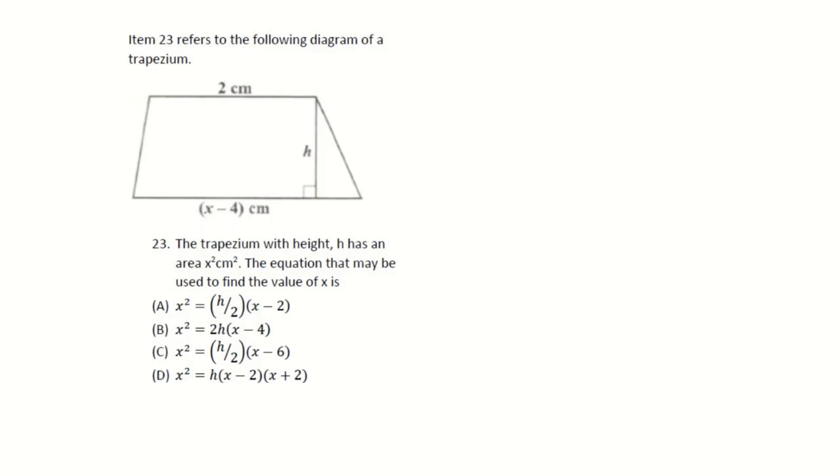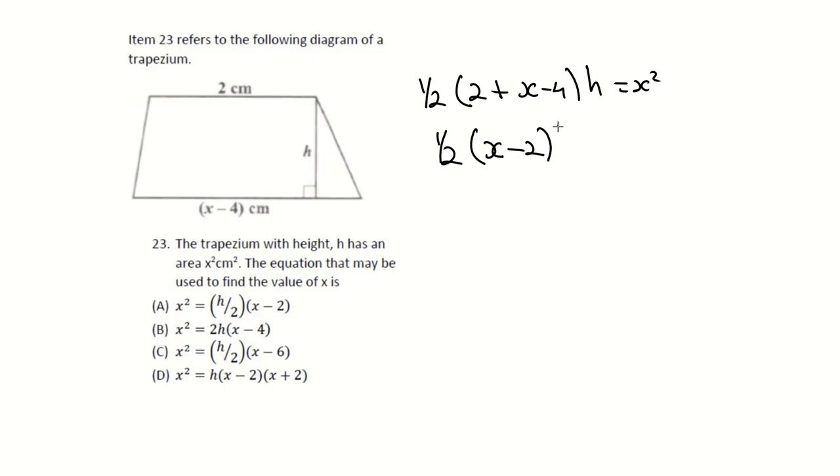Item 23 refers to the following diagram of a trapezium. The trapezium with a height h has area x squared. The equation that may be used to find the value of x for the area x squared is. So we are just trying to find. We know that the area of a trapezium is a half by its two parallel sides, which would be 2 plus x minus 4, by h, is equal to x squared. So that's a half by x minus 2 by h is equal to x squared.